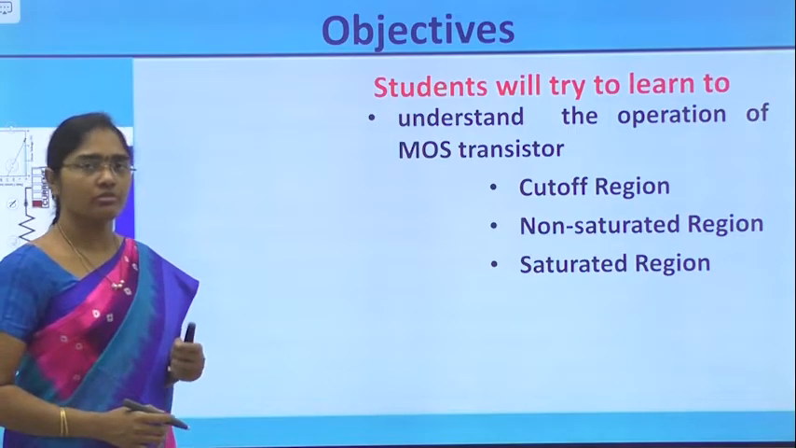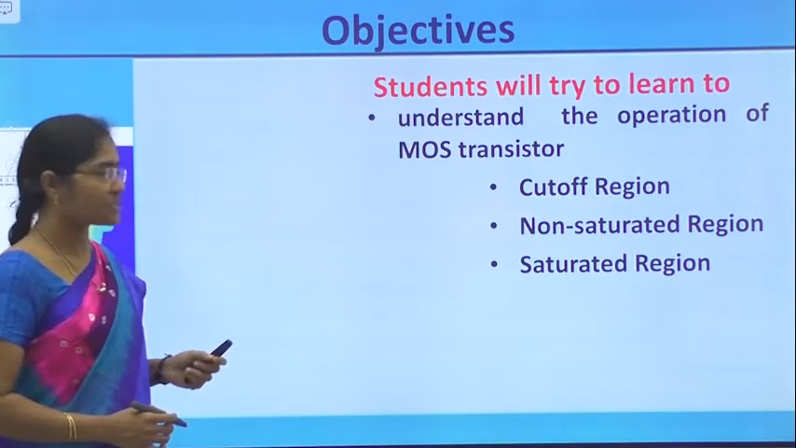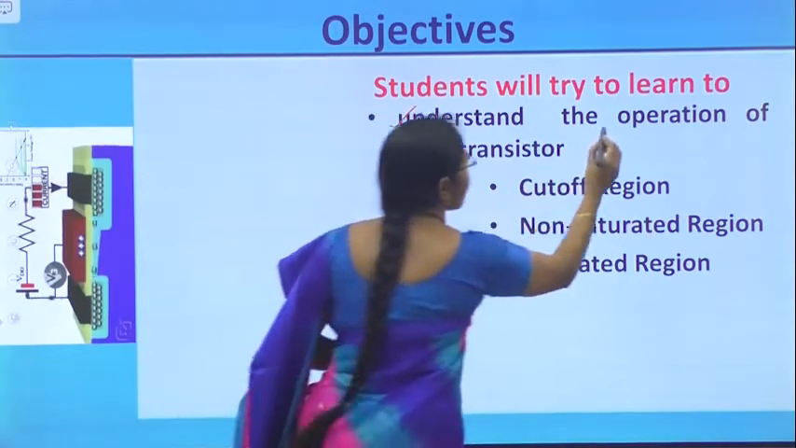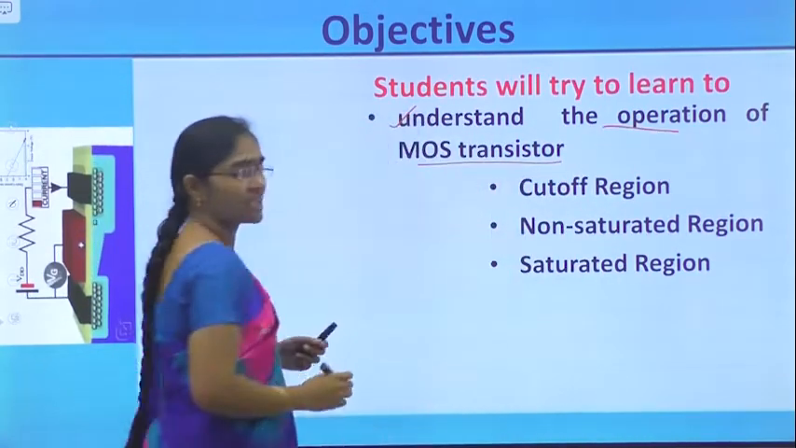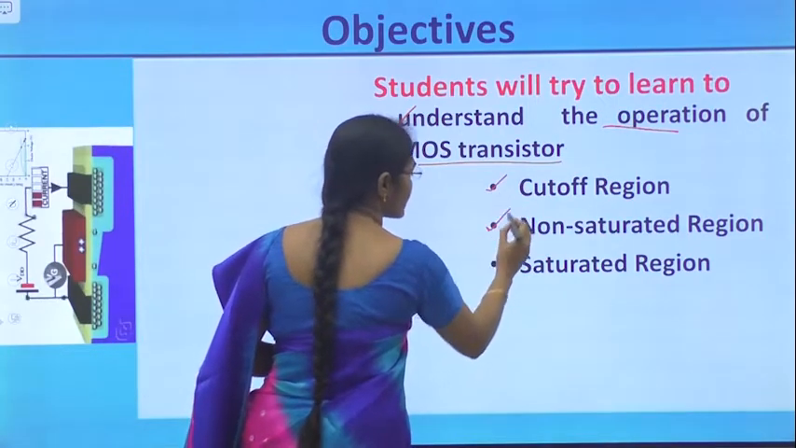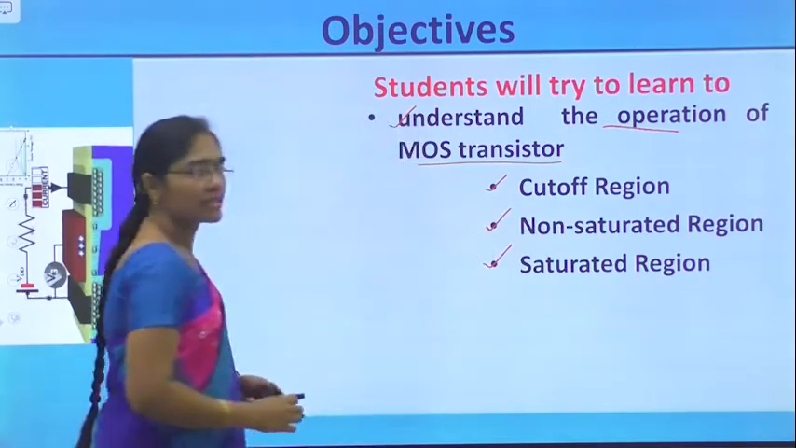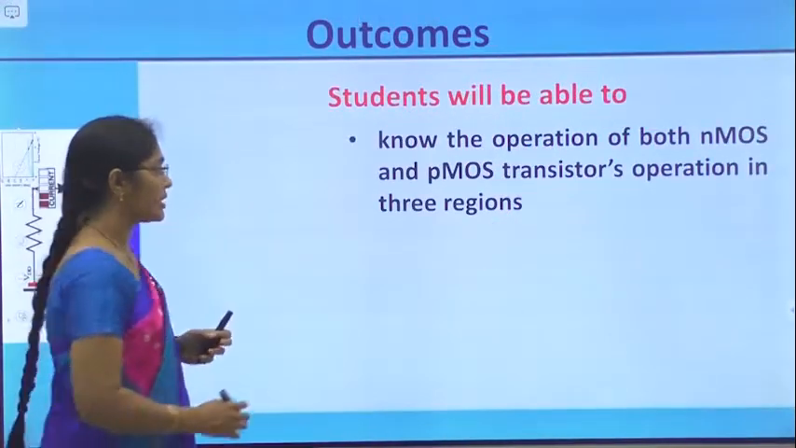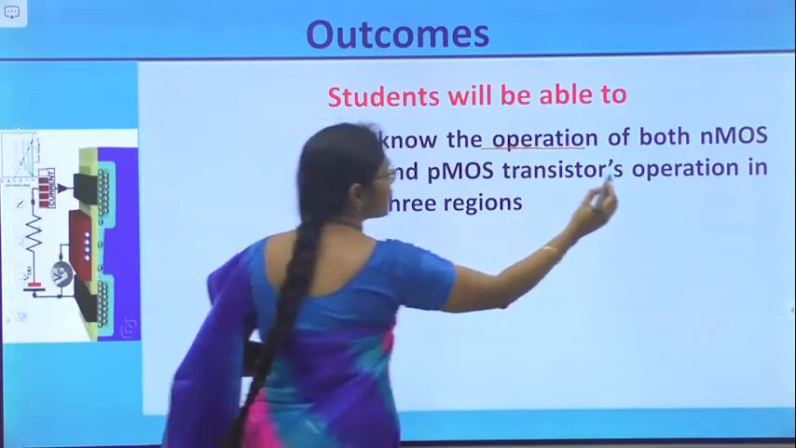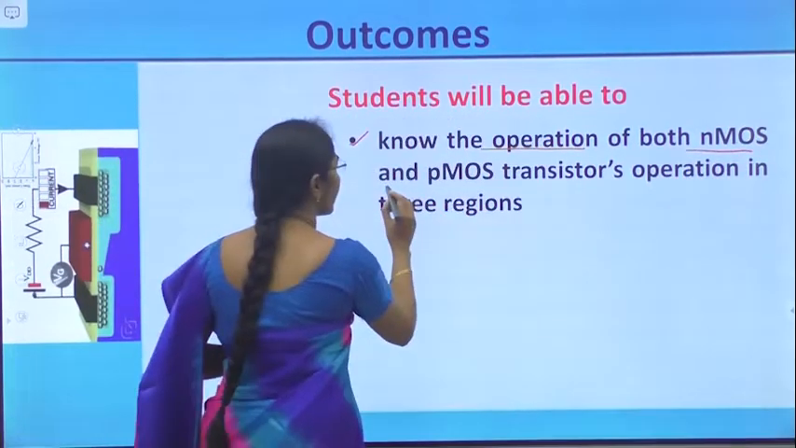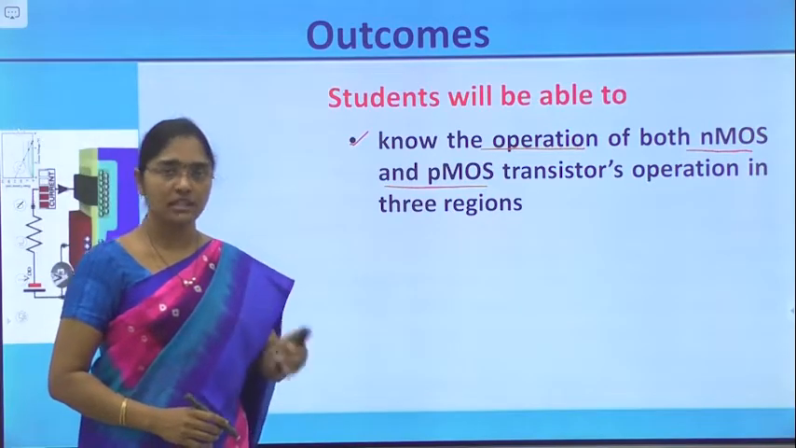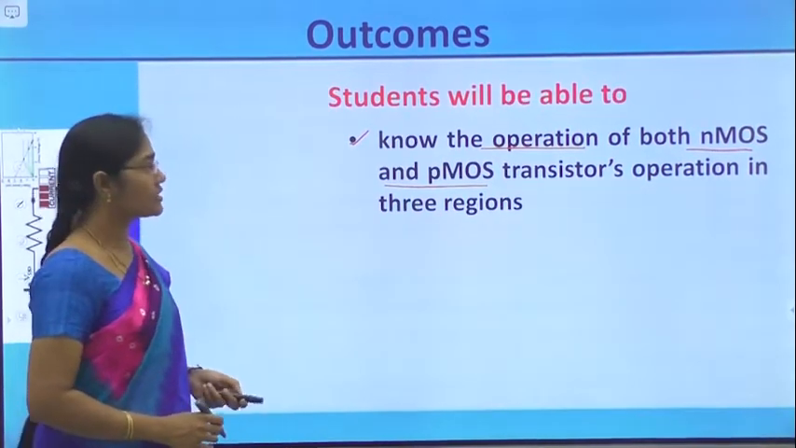The objective of this lecture is that you are going to understand the operation of the MOS transistor in different regions: cutoff region, non-saturated region and saturated region. The outcomes of this lecture are that you are going to know the operation of both nMOS and pMOS transistors in the three different regions of cutoff, saturation and non-saturation.